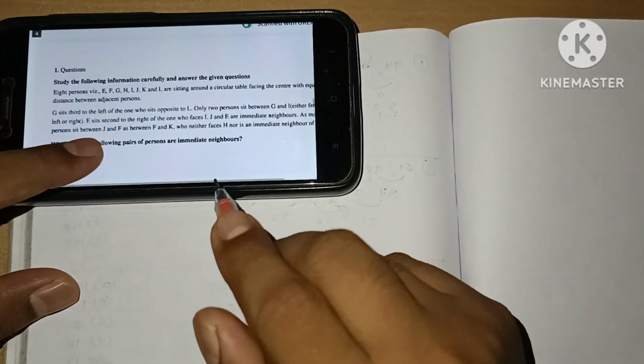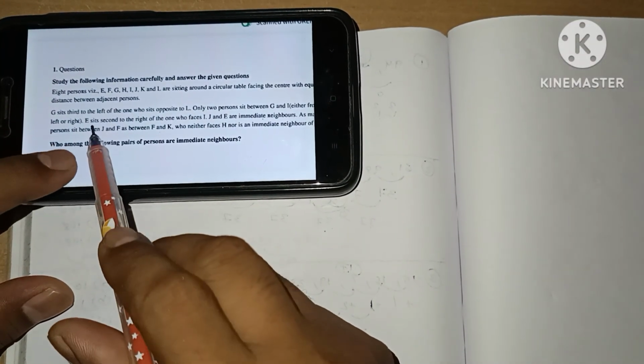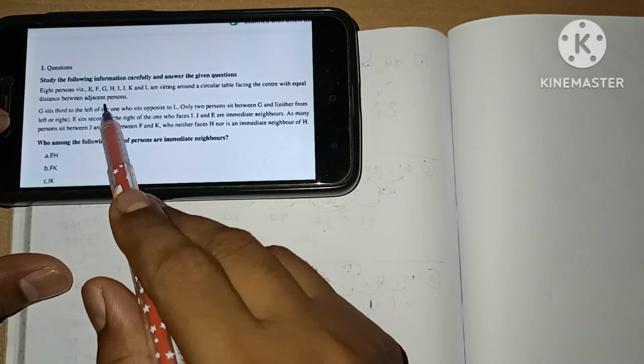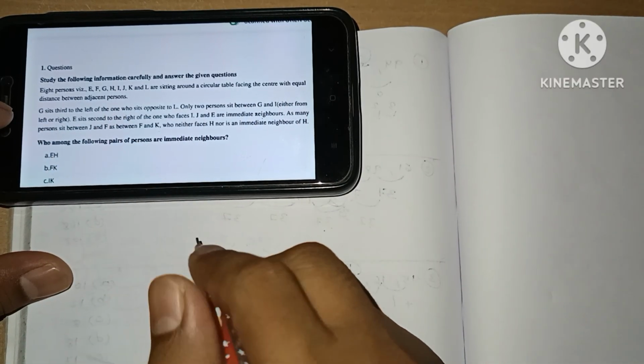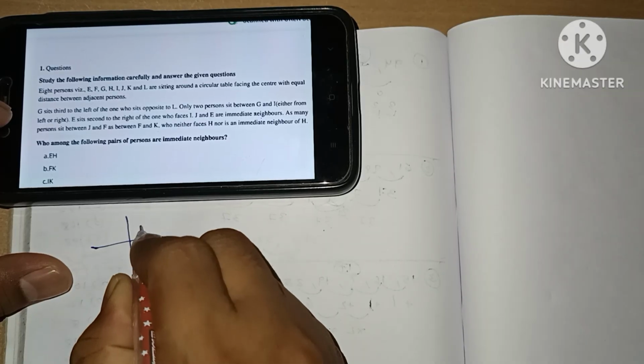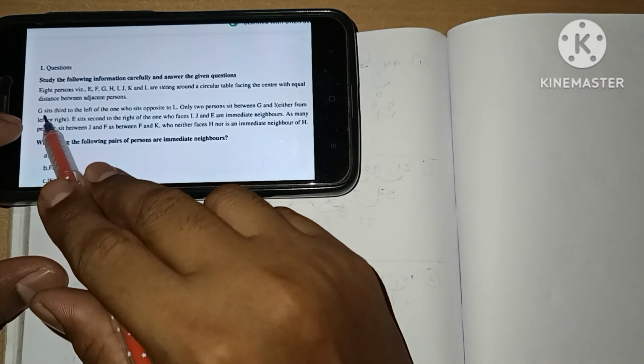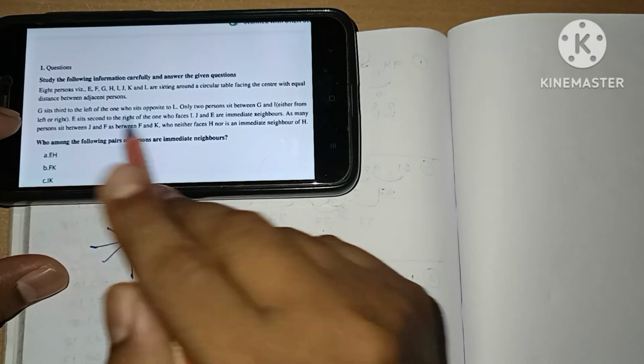Now we are going to see a reasoning puzzle. 8 persons are sitting around a circular table facing the center with equal distance between each person. Okay, 8 people, all are facing the center. Let's note the rough statement side.